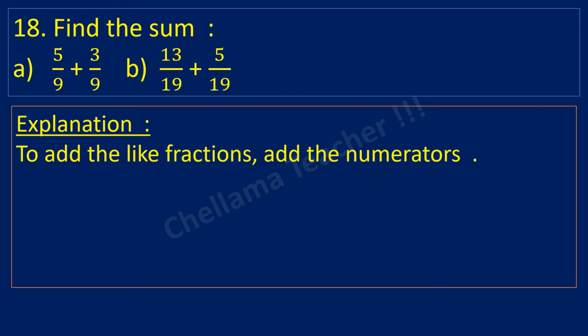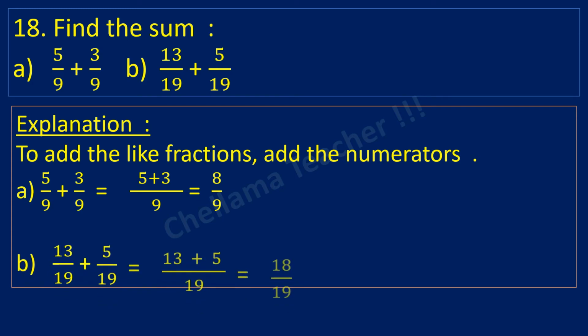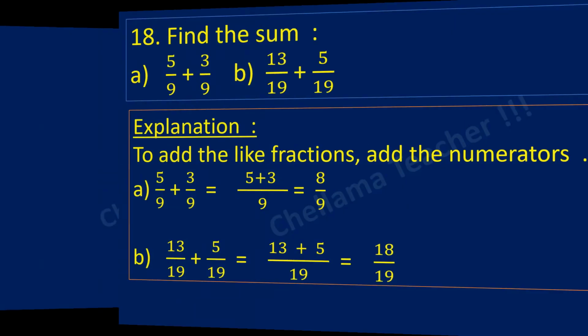So, part A: 5/9 plus 3/9 is equal to (5 plus 3)/9, which is equal to 8/9. 8/9 is the answer. Part B: 13/19 plus 5/19 is equal to (13 plus 5)/19, which is equal to 18/19, which is the correct answer.